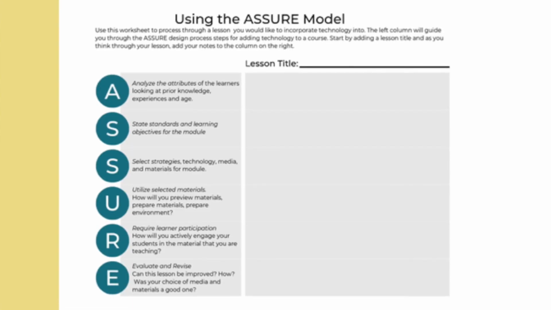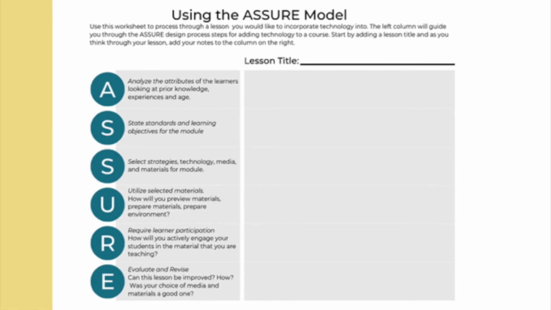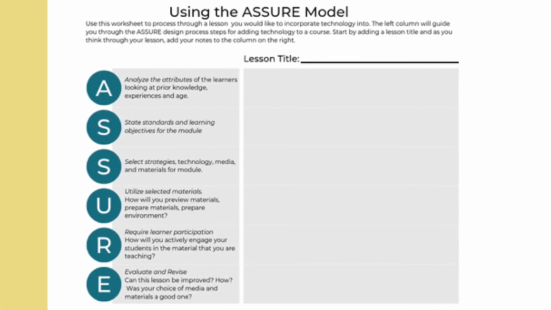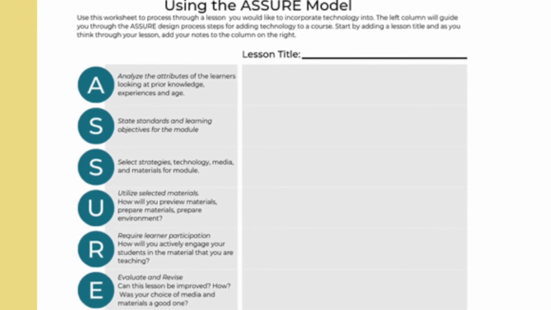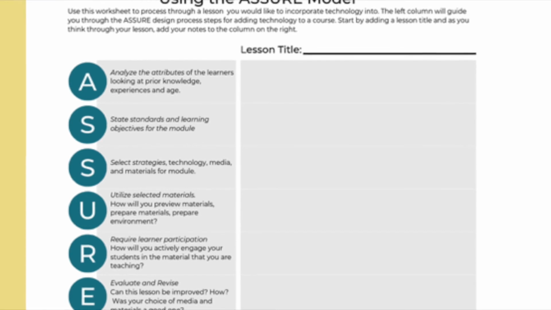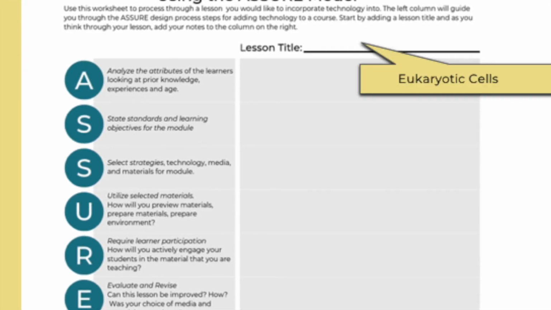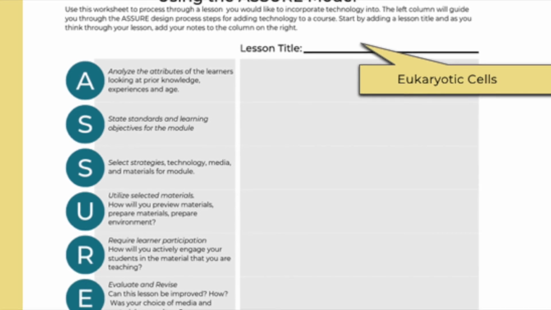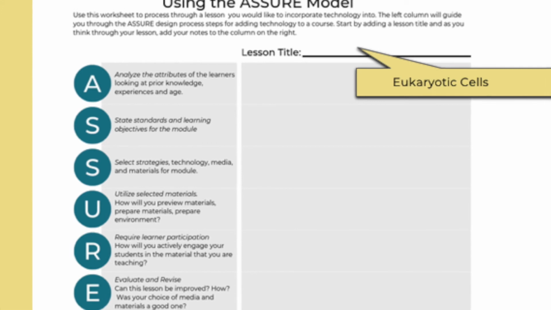For the next few slides, we're going to use this worksheet to process through a lesson that you could use the Assure model to develop your curriculum with. You're going to want to start with a lesson title. In this case, we're going to be looking at eukaryotic cells.